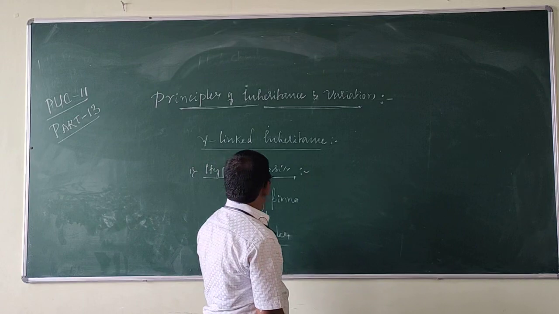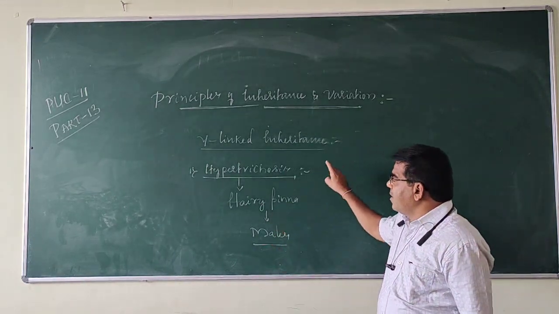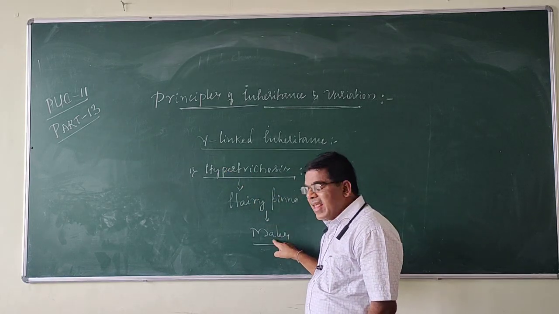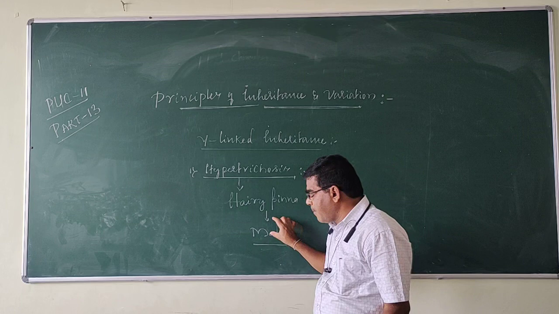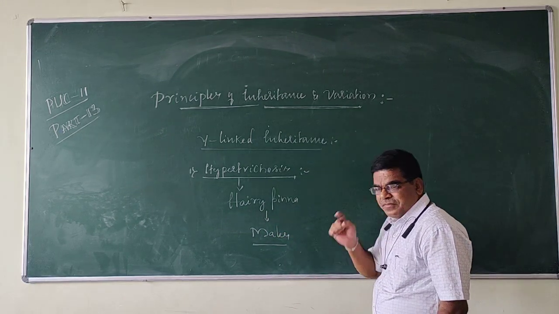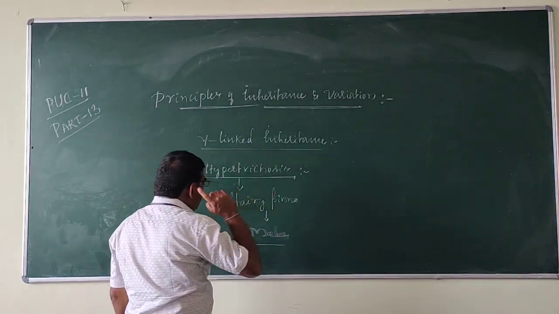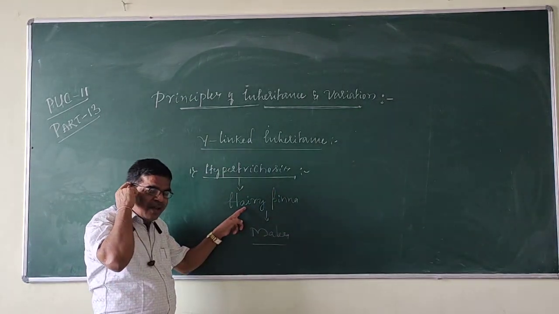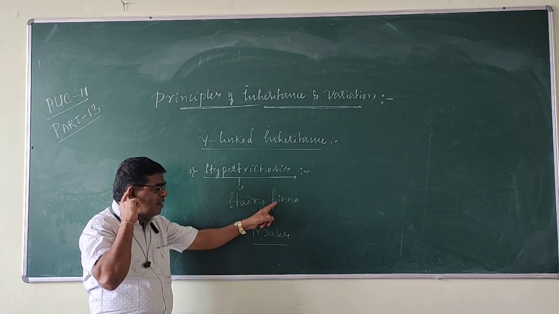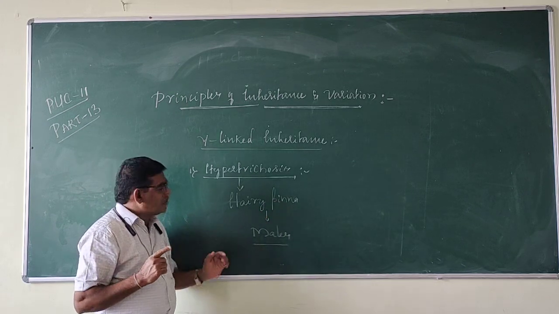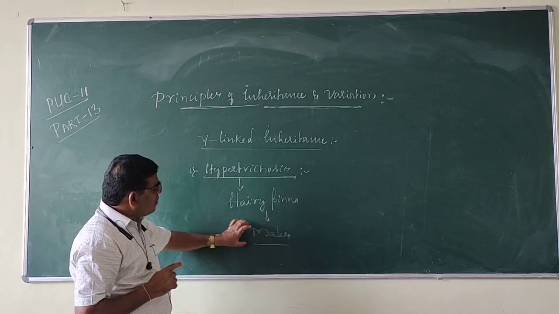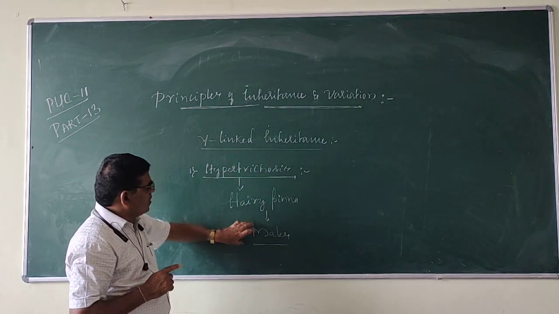In males. See, hypertrichosis is the best example for Y-linked inheritance, because Y chromosomes are present only in males. Then in males, ear pinnae are developed with hair. That's why it's called hairy ears in males. So hypertrichosis occurs only in males, because Y chromosomes occur only in males.